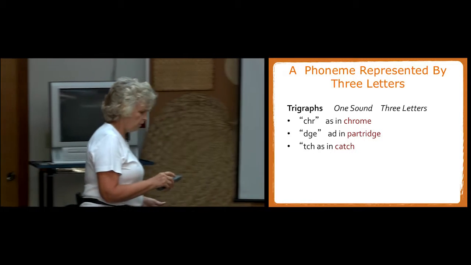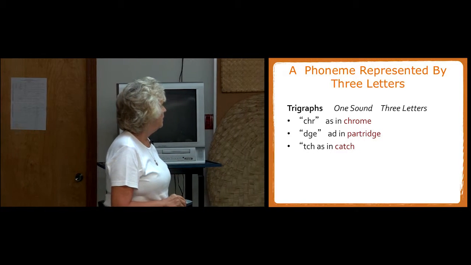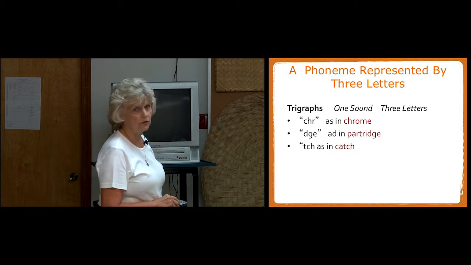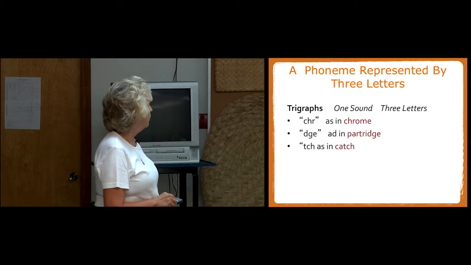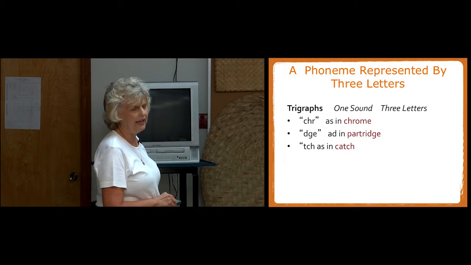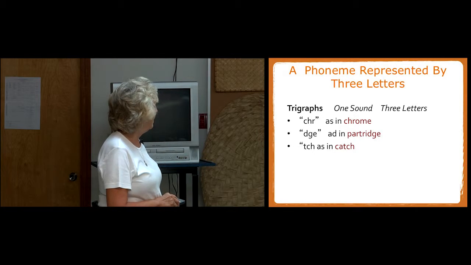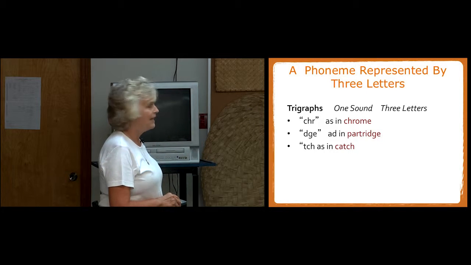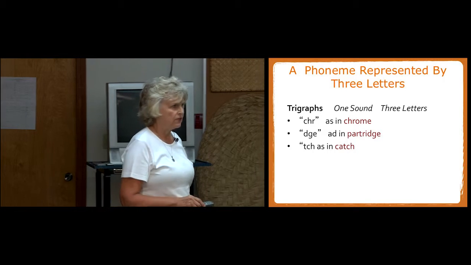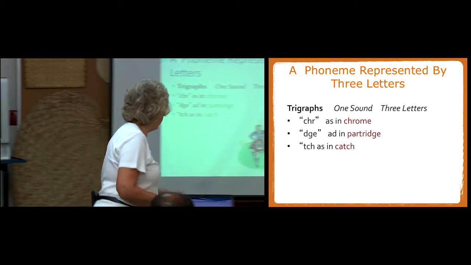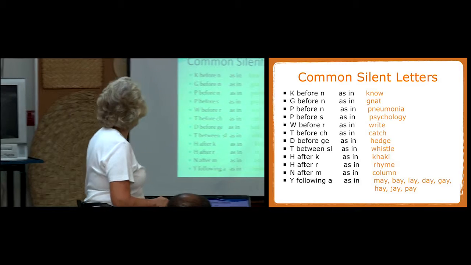Okay? And then you have these wonderful little trigraphs. But there's one sound with three letters. And you have CHR, chrome, and DGE. Isn't that lovely to spell? DGE, as in partridge. And TCH, as in catch. Okay? And those are trigraphs. One sound, three letters. Okay?